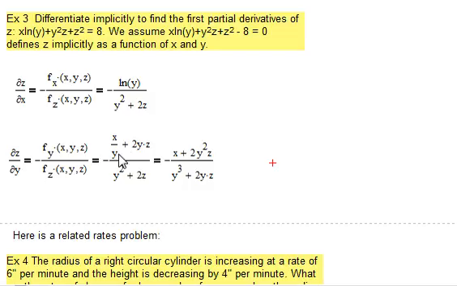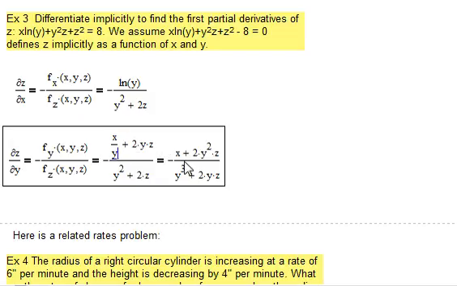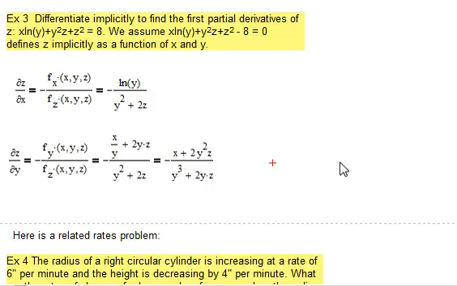Here's what I did to simplify it algebraically. I multiplied by y over y, which is 1. When you multiply this by y, the y's cancel, you get x. When you multiply this by y, you get a y squared. When you multiply this by y, you get a y cubed. When you multiply this by y, you get a 2yz. So there's a little simplified version of our derivative.